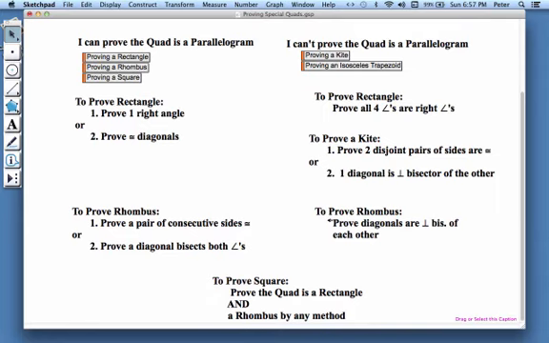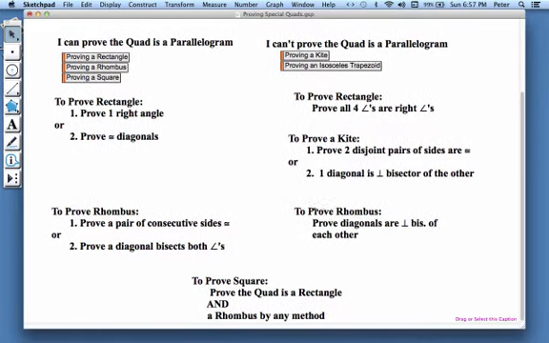All right then. To prove a rhombus without having proven that it is a parallelogram first, you would prove that the diagonals are perpendicular bisectors of each other. Now that's different than proving a kite, because there you're only showing that one diagonal is the perpendicular bisector of the other. For a rhombus, they both have to be perpendicular bisectors of each other.